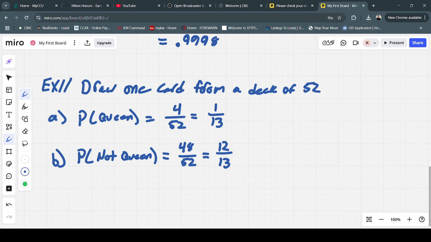So that's going to be your complement events. That's based off the fact that the probability of all events added together should equal 1. So if you have the probability of an event happening and the probability of the event not happening, they should add up to 100%, always. Now, the second major topic we have is something called mutually exclusive events.